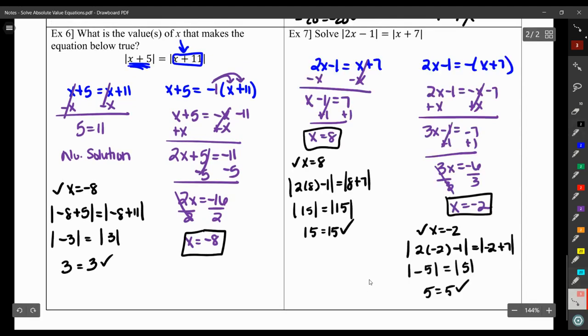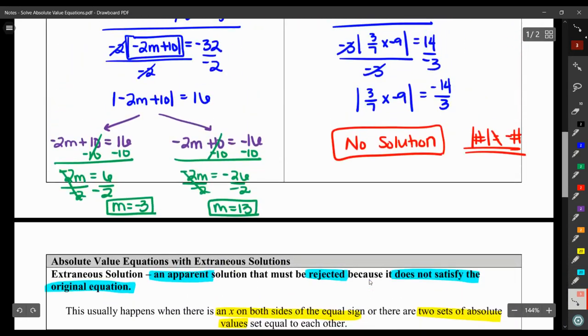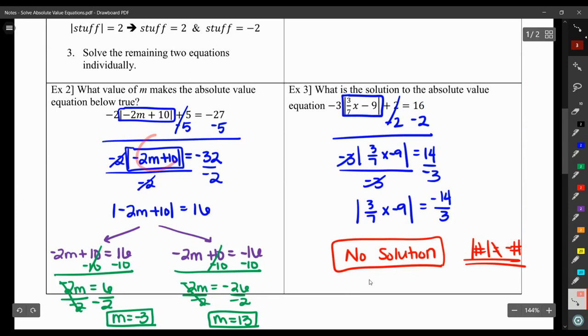Pause the video. For number 7, you should have had x equals 8 as a solution and x equals -2 as a solution. So for number 7, there were no extraneous solutions in this case. And that's okay. You don't always have to reject something. So isolate the absolute value, split it apart into two equations. Isolate, split, solve, and then check and see if they're going to make a true statement.